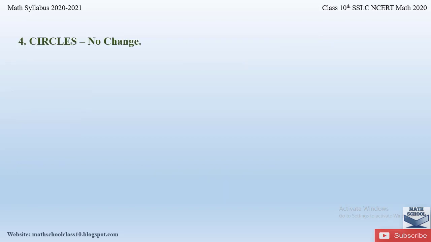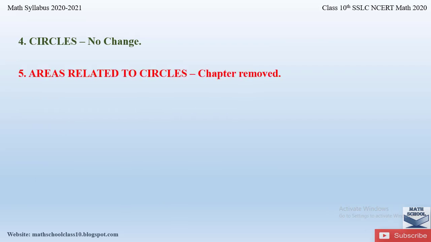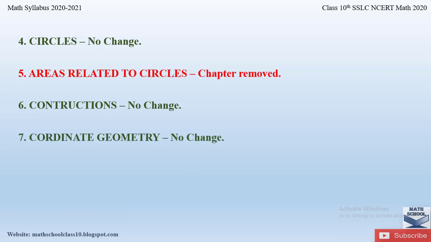Then the fourth chapter is circles. Again, there is no change in the chapter. Then the fifth chapter is areas related to circles, which has been removed completely. So this chapter is not there for the board exams. Then the sixth chapter is construction. Again, there is no change in this chapter. Then the seventh chapter is coordinate geometry. Again, there is no change. You have to study these two chapters completely.